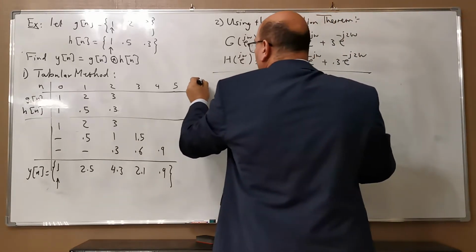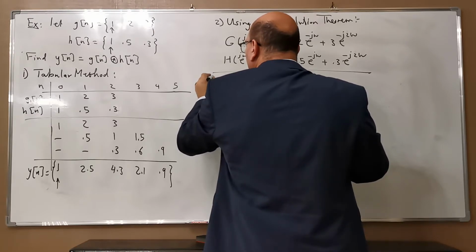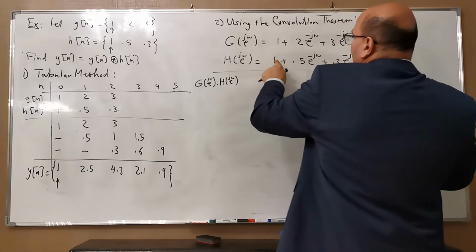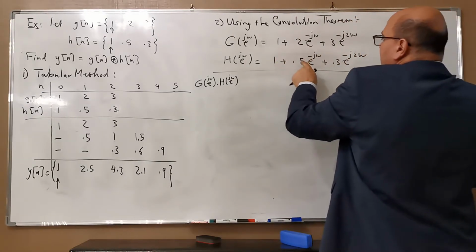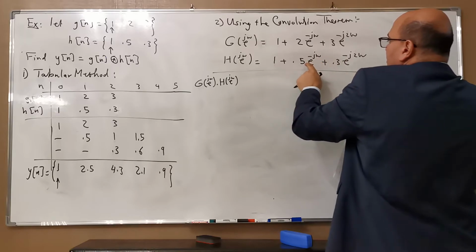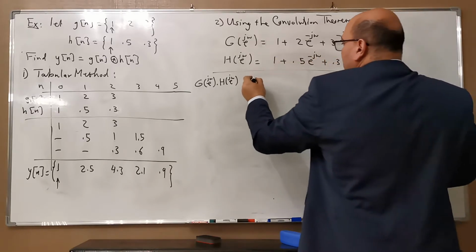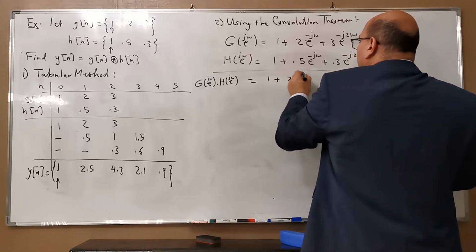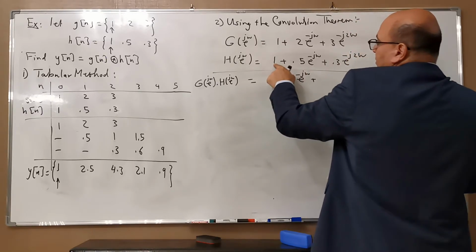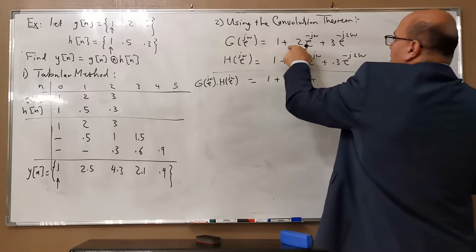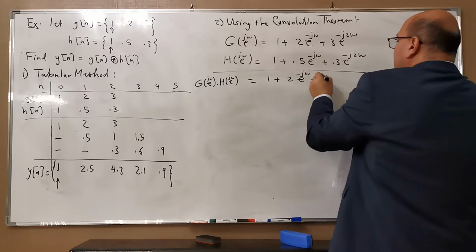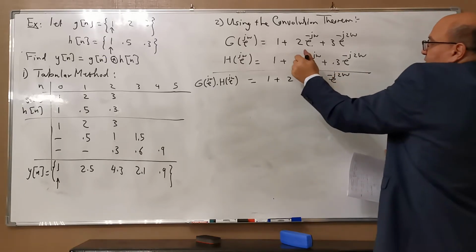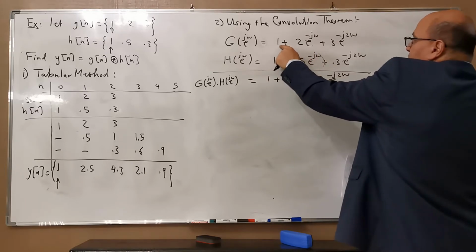Now if you multiply g of e^{jω} times h of e^{jω}, we take the first element and multiply it by g, take the second element and multiply it by g, take the third element and multiply it by g. So the first one is 1 plus 2e^{-jω} plus 3e^{-j2ω}, because I'm multiplying the 1 by the whole g. Next, I'm going to take the second element and multiply it by g.